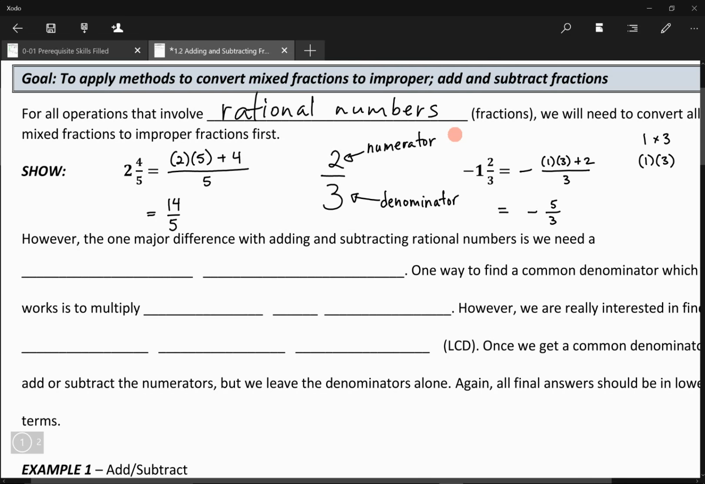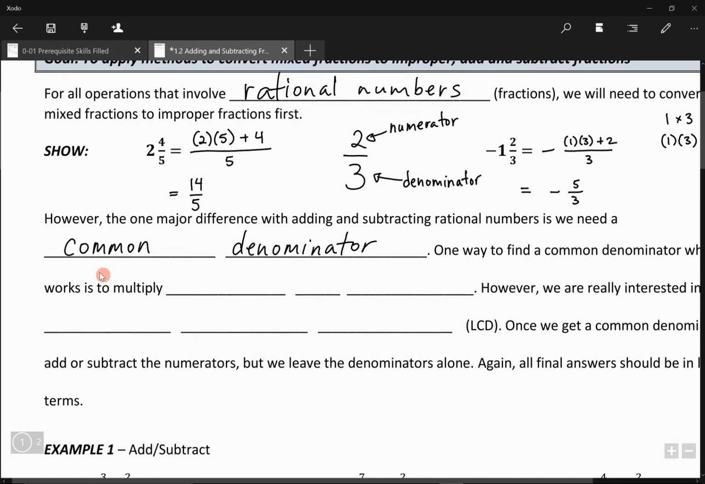All right, so moving on. So, however, one major difference with adding and subtracting rational numbers is we need a common denominator. Okay, one way to find a common denominator, which always works, is to multiply all denominators. Okay, I left an extra blank space. The multiply should be written here.